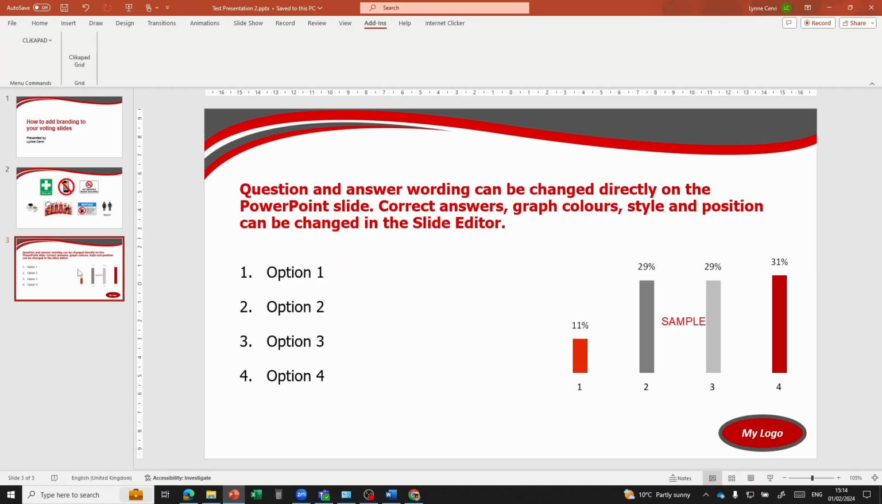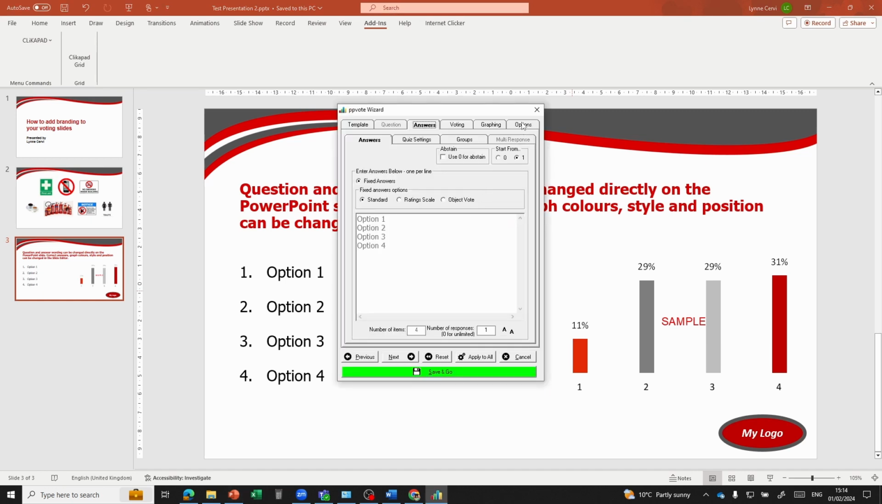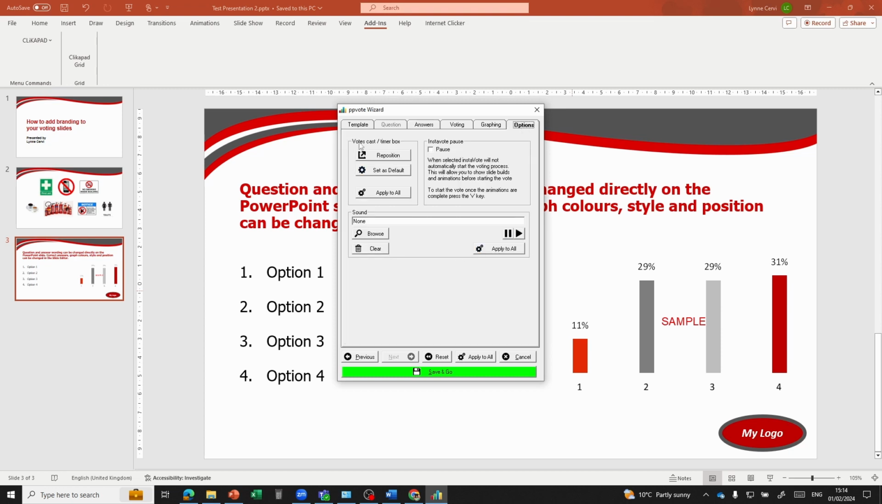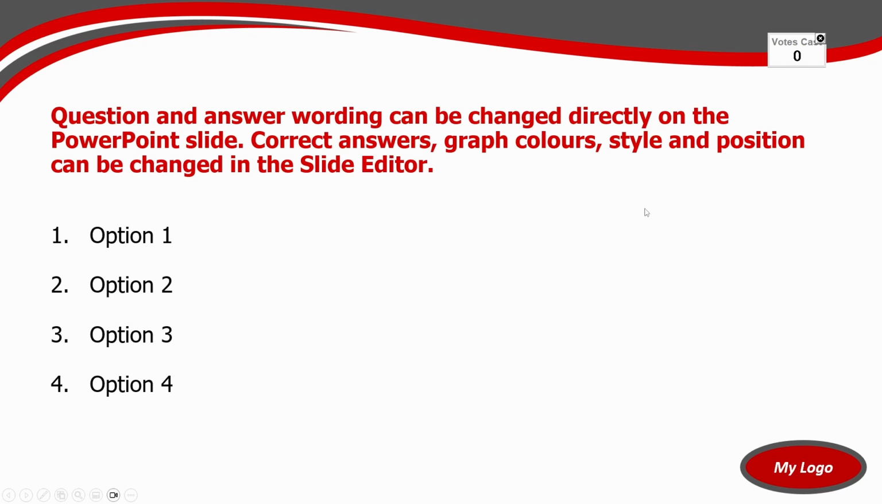So I'm back to edit mode, and we'll go back to CLiKAPAD slide editor, and we'll just reposition that box so that it's not in the way of anything else. So I'm going to go to options, votes cast box, reposition. Take your mouse and drag it to somewhere that's going to be suitable. Try and pick a position that's going to work for every single slide in your deck. So I'm going to put it there because I would never have any other content there.